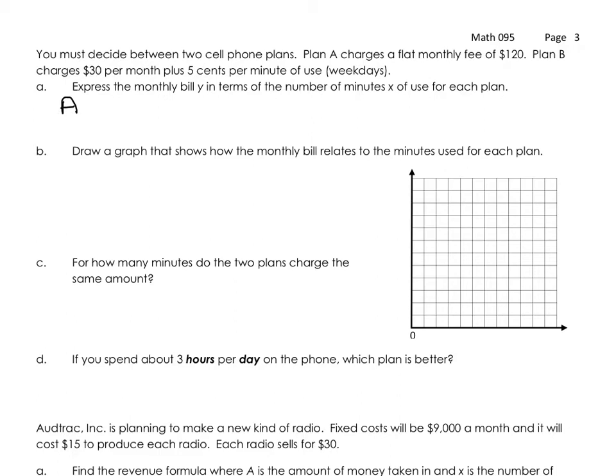So we have Plan A and we have Plan B. Plan A, the bill will be a flat monthly fee of $120. Doesn't matter how many minutes you talk. Plan B, the bill will be $30 plus 5 cents, 0.05, 5 cents per minute of use. Those are our two cell phone plans.